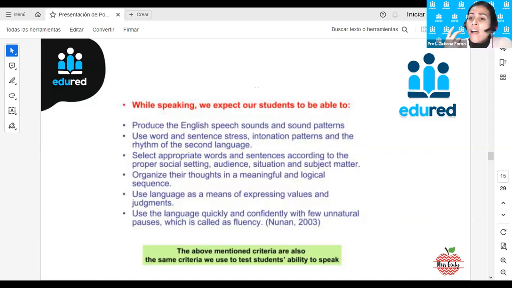We need to start making the conversation so natural that you don't realize that they are not talking in their mother language. Of course, you are going to be aware of it because of the accent. We can't imitate a perfect accent, but we can have a very good one, very close to native.